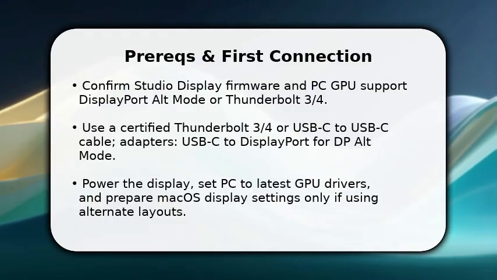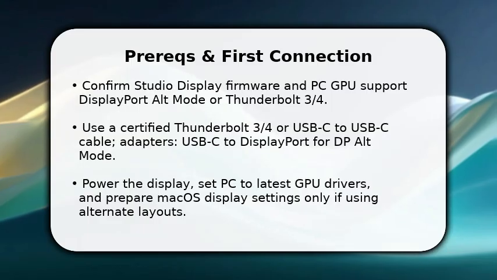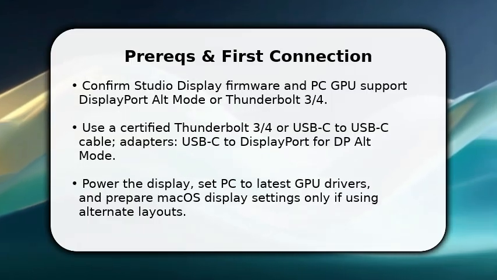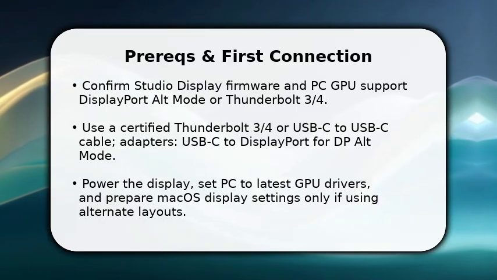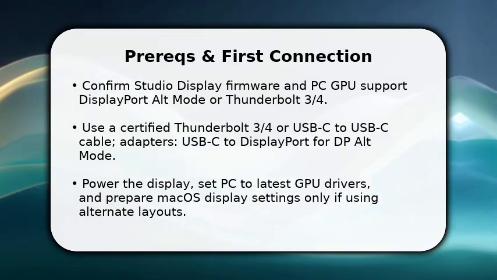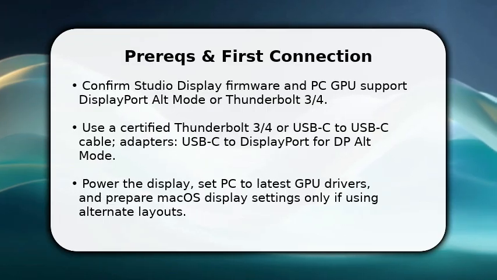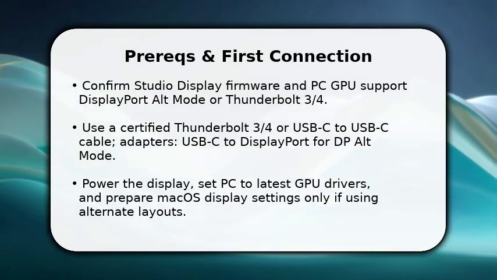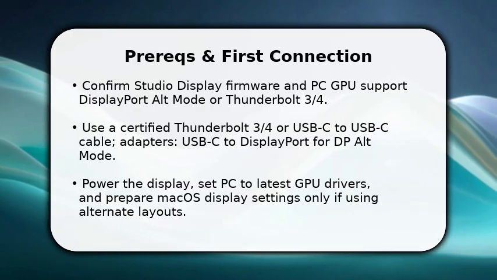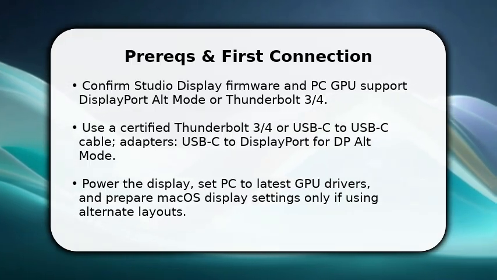You begin by verifying prerequisites. Check that your PC's GPU and USB-C port support DisplayPort Alt mode or Thunderbolt 3/4 and update GPU drivers. Next, pick the correct cable, a certified Thunderbolt 3/4 cable for full feature parity, or a USB-C to DisplayPort adapter if the port supports DP Alt mode.